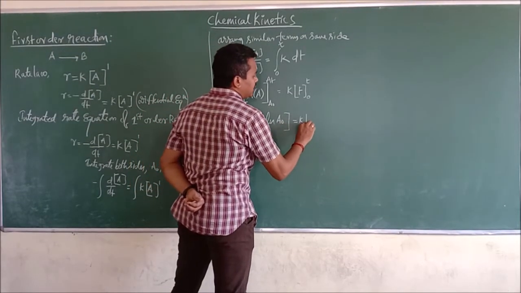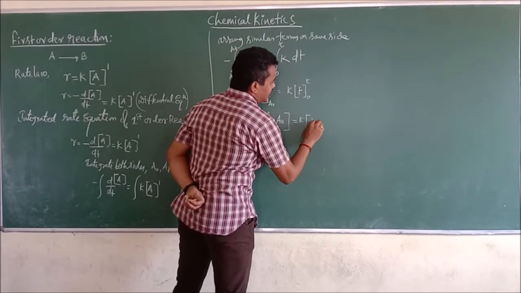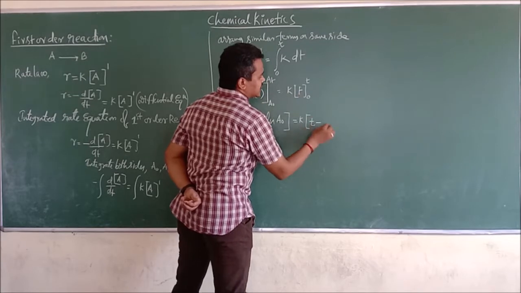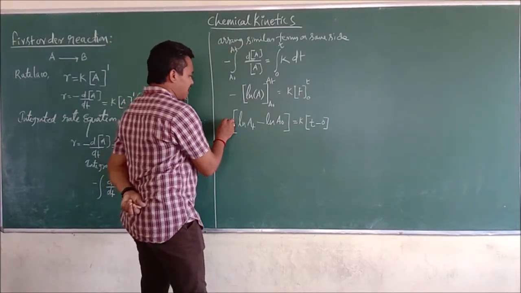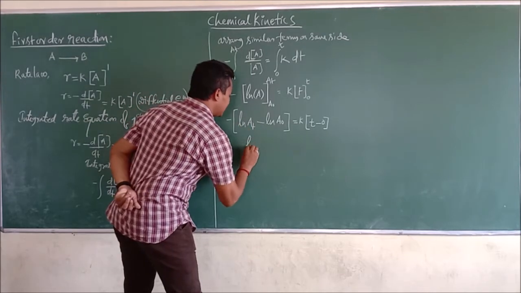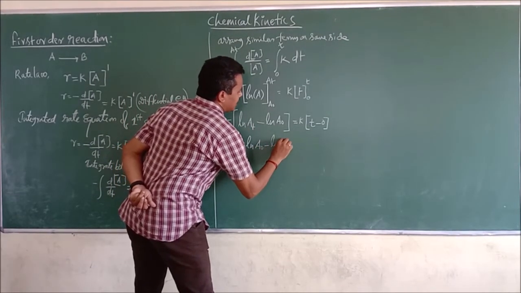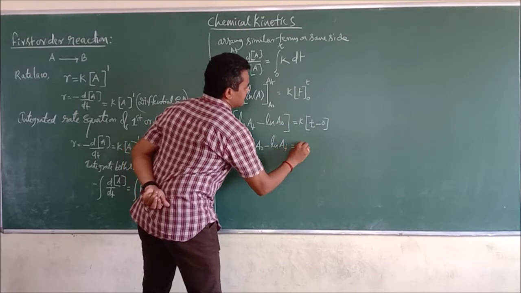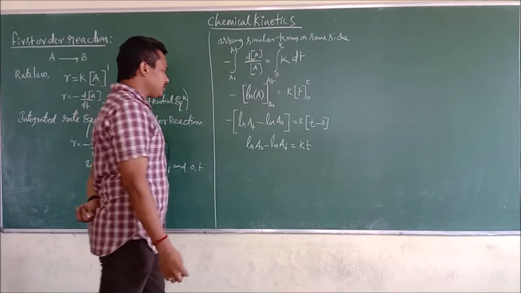Here, k into t, instead of this t, t is coming, and instead of this t, 0 will come. Minus you are writing inside this, so what is coming? Log A0 minus log At, that is equal to kt.